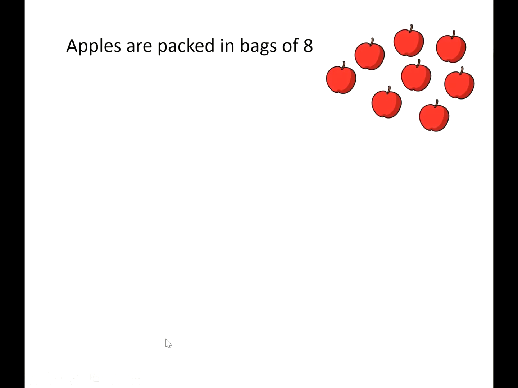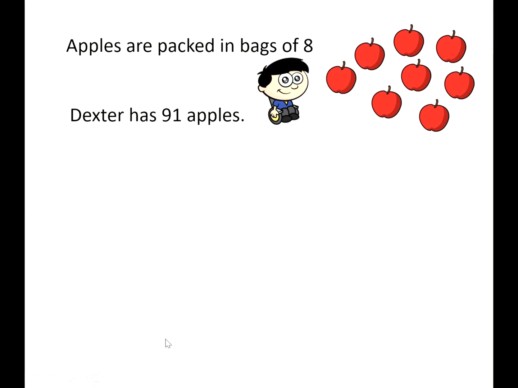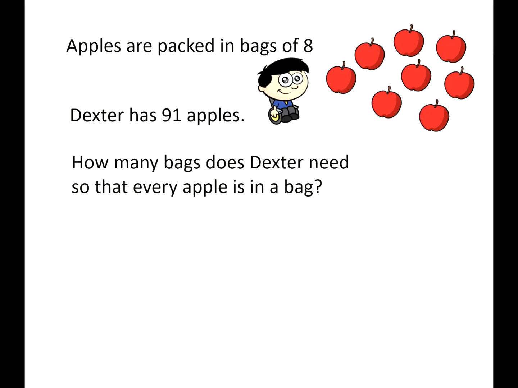Let's have a look at applying our skills that we've just learnt to a worded problem. Apples are packed in bags of 8. Dexter has 91 apples. How many bags does Dexter need so that every apple is in a bag? Remember, apples are packed in bags of 8 and he has 91. The calculation that we will be doing is, well done, 91 divided by 8. Let's have a go at this. If you'd like to do this on your own and independently, pause the video now and have a think.